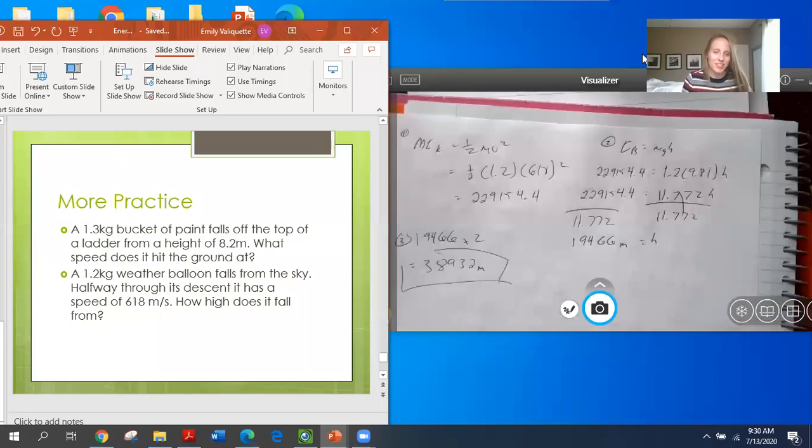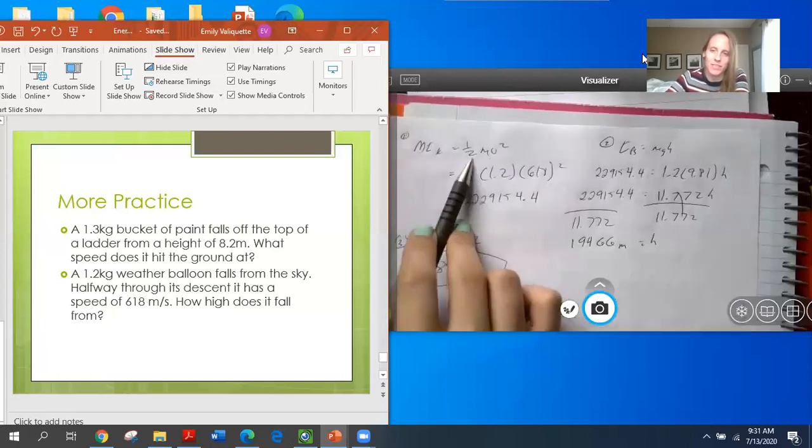Okay, so for the last question here, we have a 1.2 kilogram weather balloon falling from the sky. It says halfway through its descent, it has a speed of 618 meters per second. It wants to know the height that it falls from. Again, we're going to look at what units we have, and based on that, figure out what formula to start with. So even though it's asking for height, we're going to kind of ignore that, go with the mass and the speed that it gives us, plug those into our MEK formula, so half mv squared.